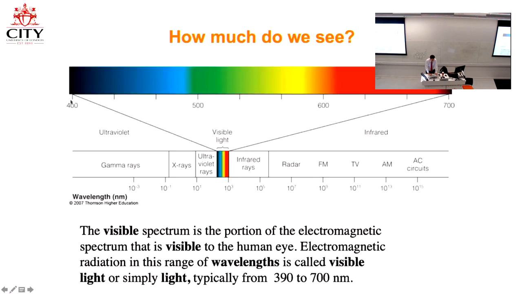And it starts from almost 390 nanometers to 700 nanometers. This is the wavelength that we see, and it starts from blue, goes to green, yellow, red, and then we have infrared, and then we have ultraviolet and X-rays. So this is the visible region.